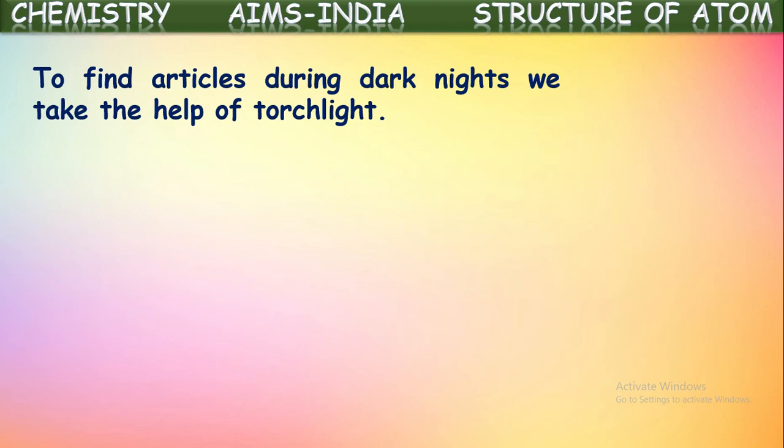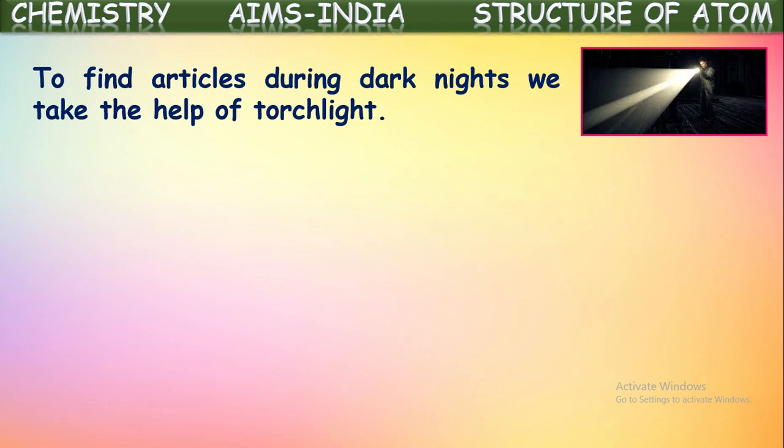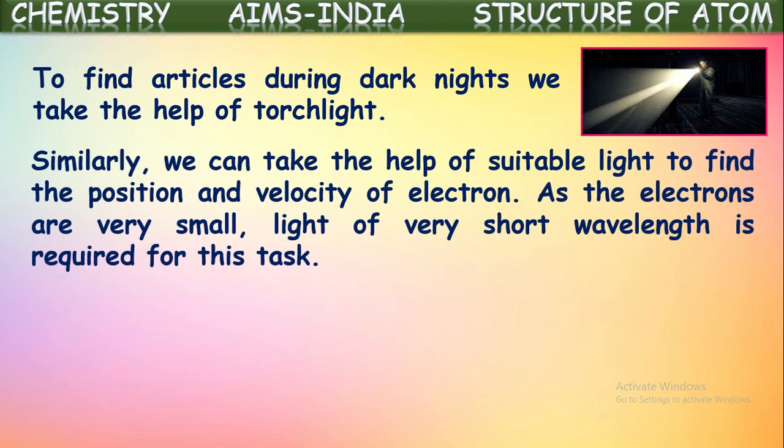Generally, to find articles during dark nights, what do we do? We take the help of a torchlight, isn't it? In the same way, we can take the help of suitable light to find the position and velocity of an electron. As electrons are very small, light of very short wavelength, meaning high energy, is required for identifying these electrons in atoms.